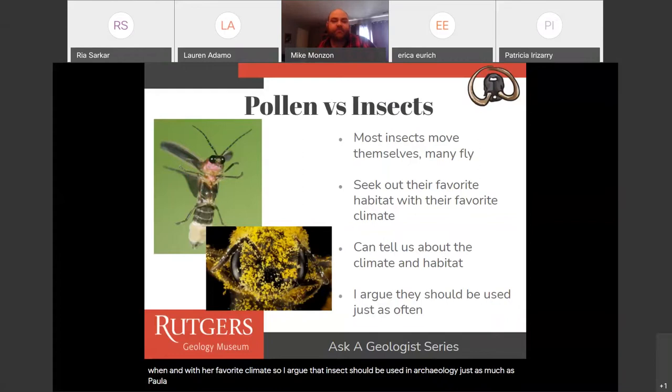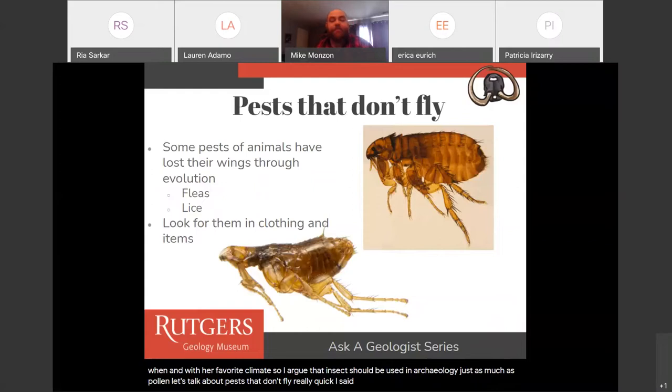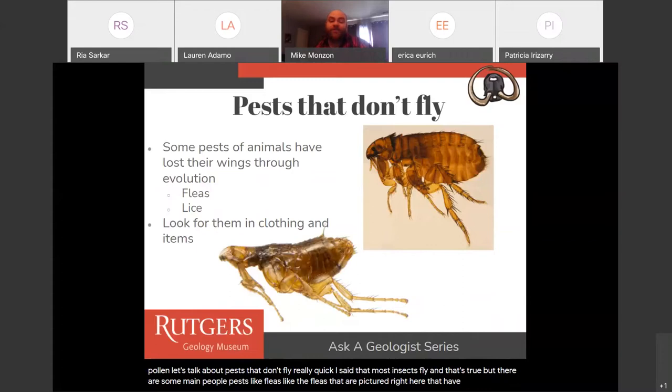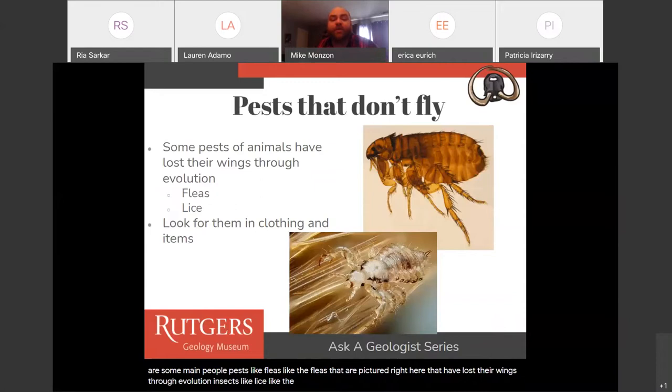Let's talk about pests that don't fly. I said that most insects fly, and that's true, but there are some main people pests, like the fleas that are pictured right here, that have lost their wings through evolution. Insects like lice, like the louse pictured on the bottom right, and fleas spread from host to host. And before we had pesticides to kill them, if your family had lice or bed bugs or fleas, you probably just had them forever. So they spread from person to person or animal to animal.